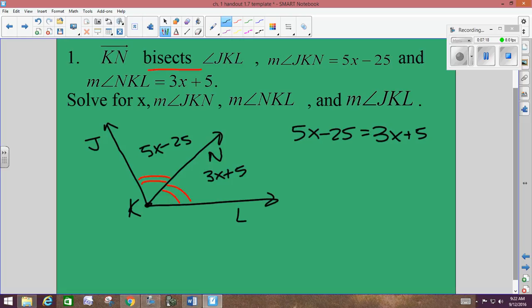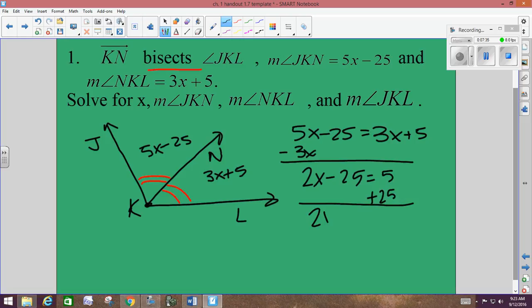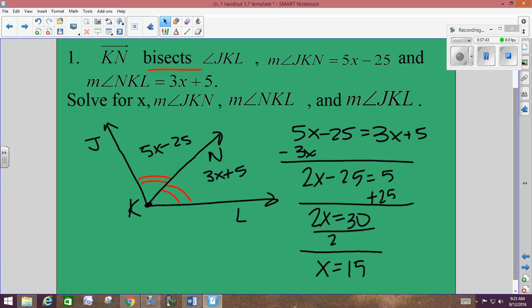Rachel, do you want to bring 5x's to the right or 3x's to the left? You want to bring 3 to the left? Okay. So then we get 2x minus 25 equals 5. How do I bring my 25 over now, Rachel? So then 2x equals 30. Rachel, when I divide by 2, what do we get for our value? Excellent. Rachel just helped us figure out that x equals 15.